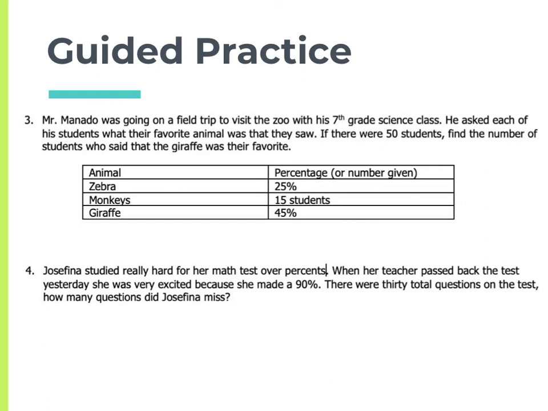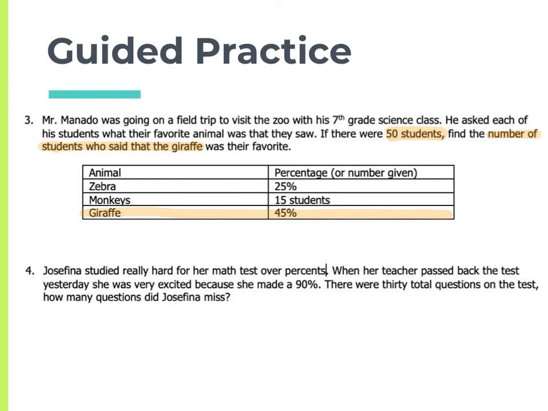Question 3 says Mr. Minato was going on a field trip to visit the zoo with his 7th grade science class. He asked each of his students what their favorite animal was that they saw. If there were 50 students, find the number of students that said a giraffe was their favorite. So I would want to look in the chart at the information given for the giraffe. It gives me a percentage.